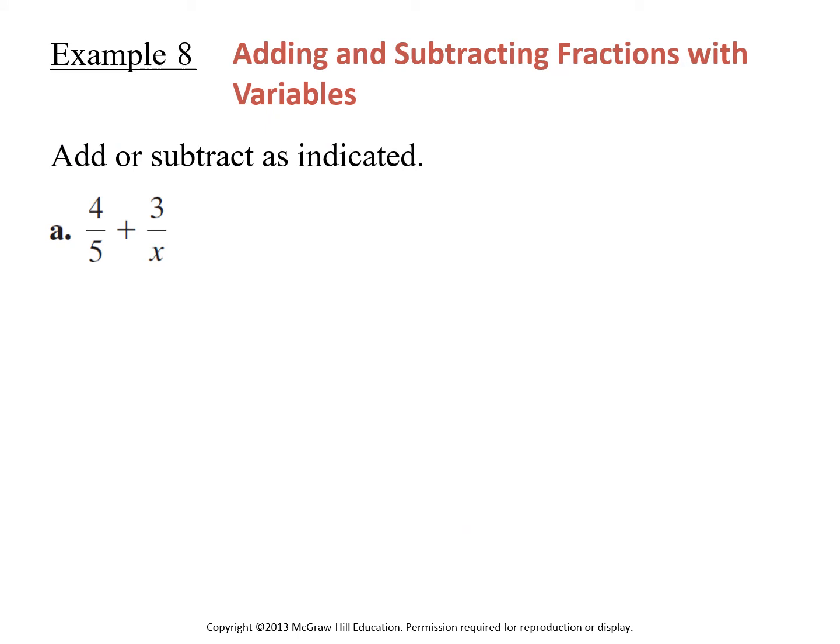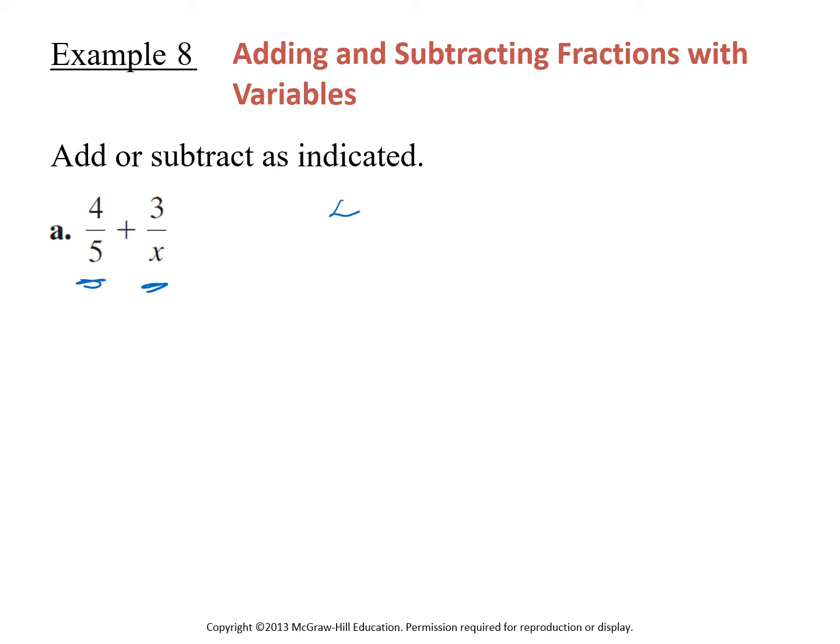Now we are going to find common denominators that contain variables. So you will not be able to put this one in your calculator. My goal is to get common denominators. I need the shoes to match. So if one denominator is 5 and the other is x, I'm going to make my common denominator 5x.